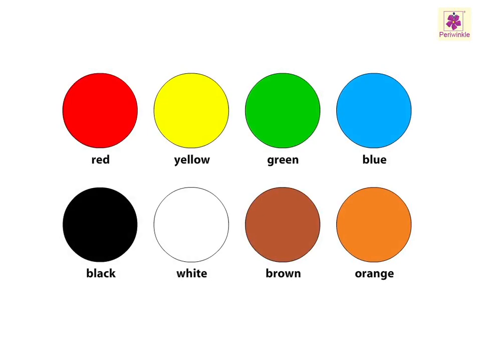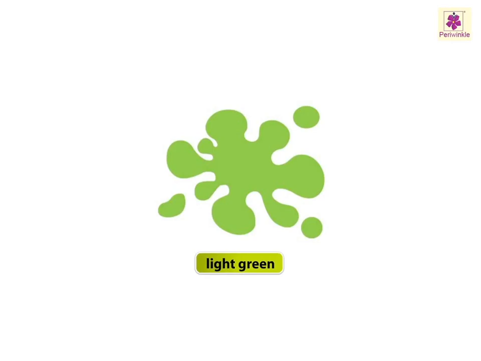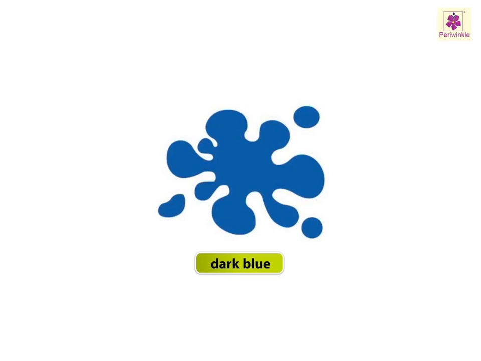Colors. We have seen some beautiful colors in book A. Let's look at some more colors. Light green. Dark green. Light blue. Dark blue. Pink. Gray. Purple.